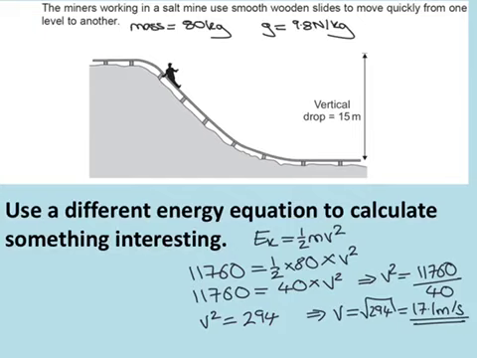So in summary, what we did was we worked out the energy at the start, the gravitational potential energy, and got that as a number, which in this case was 11,760. We then said by the time they get to the end point, all of this energy will be in kinetic energy, and therefore we can say the kinetic energy at the end point is 11,760. And then we can use the kinetic energy equation to calculate our interesting thing, which in this case was the speed at the bottom of the ramp.